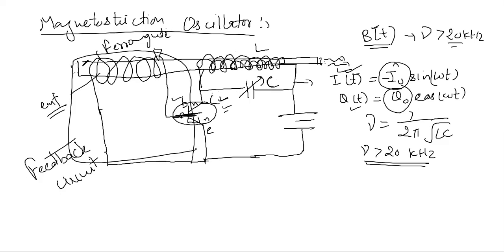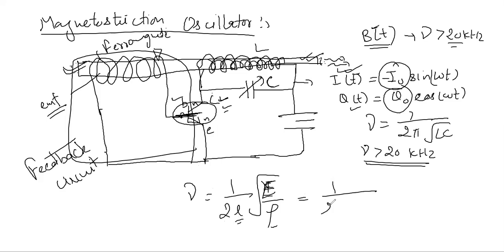The frequency, again, this ferromagnetic rod also has a natural frequency, and that natural frequency is given by the same formula as was for the piezoelectric crystal. Here, E is the modulus of elasticity of this ferromagnetic rod, rho is the density of this ferromagnetic rod and L is the length of this rod. When this frequency becomes equal to the frequency of the LC circuit, resonance happens and you get higher intensity ultrasonic waves produced here. So this is the basic working of the magnetostriction oscillator.